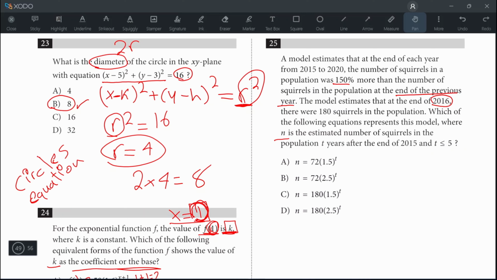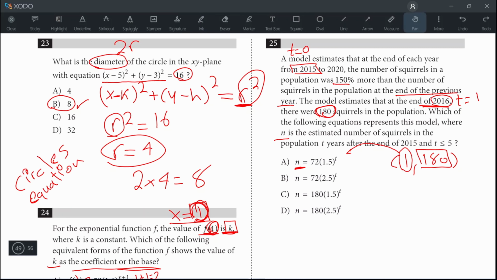Here we know that this question wants us to construct an exponential function. 180 is the number of squirrels 1 year after 2015. 2015 is a t value equal to 0. 2016 is 1 year later, so we have a t value equal to 1. So when t is equal to 1, y, or n in this case, n is equal to 180. Now what we're going to do is plug the value of 1 into the given functions and find which of these 4 choices will get us a value of n equal to 180.